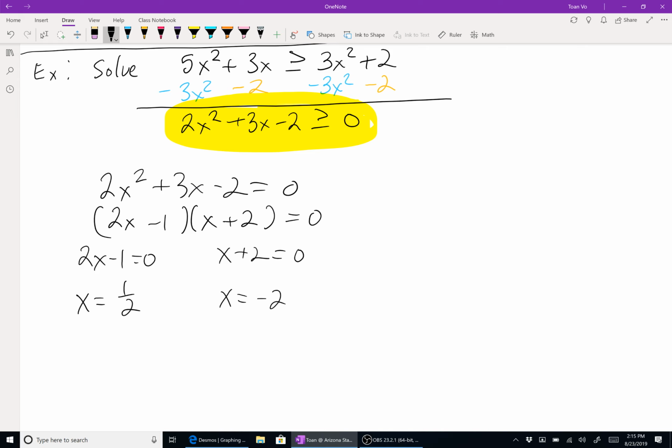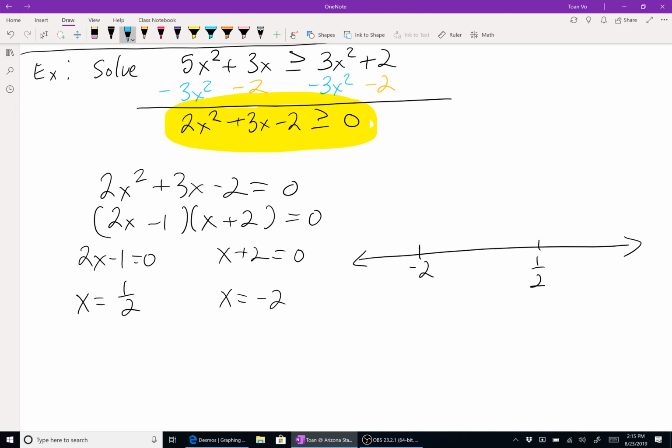So that is the second bullet point. Pretend it's an equal sign and solve it like normal. The third bullet point is to plot this on a number line. And you don't have to draw tick marks. Do a lazy man number line. Here's a -2. Here's a 1/2. Sure, why not?